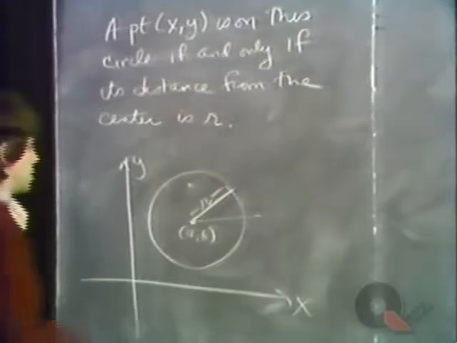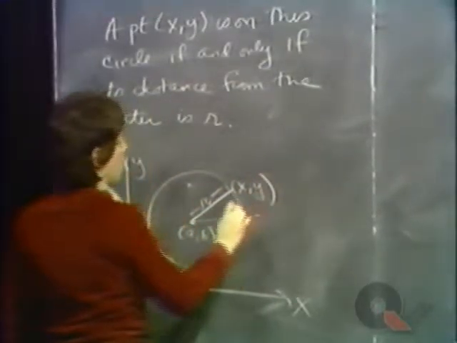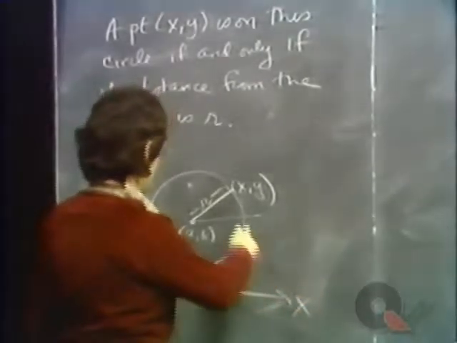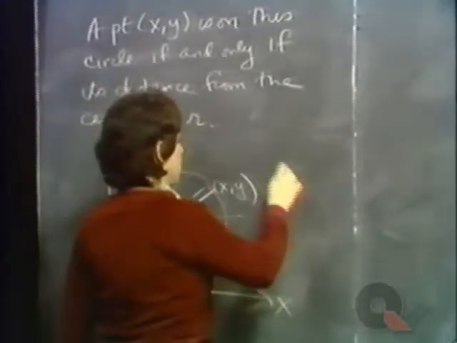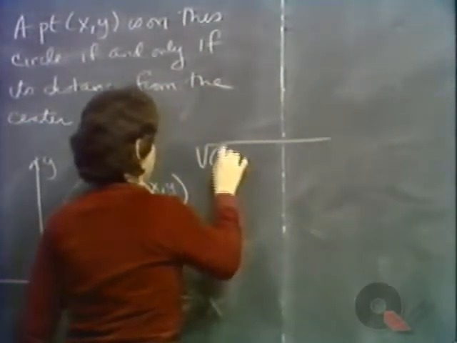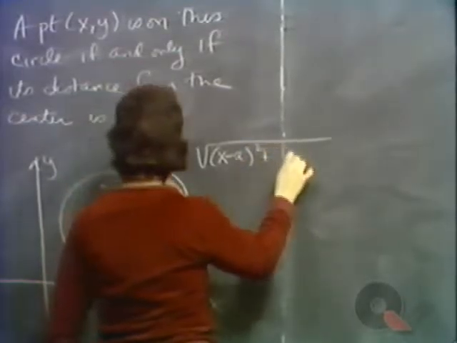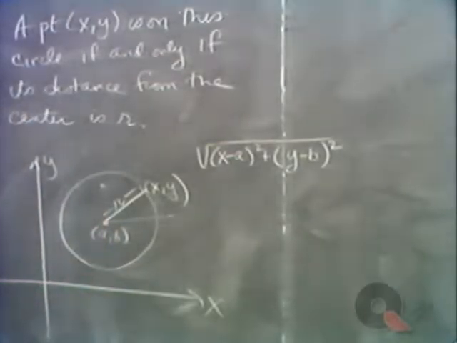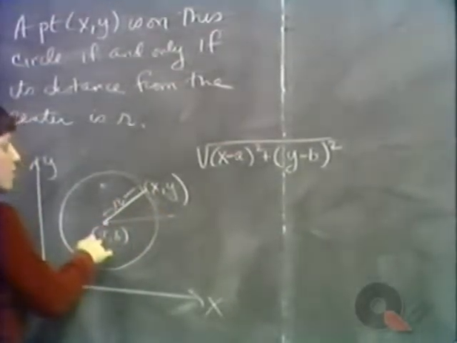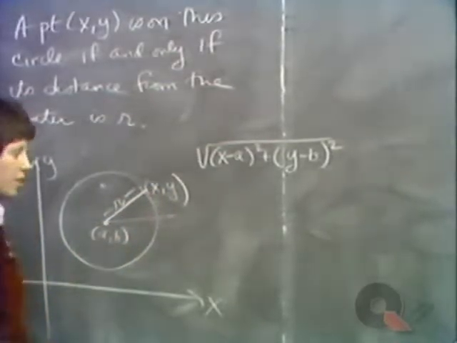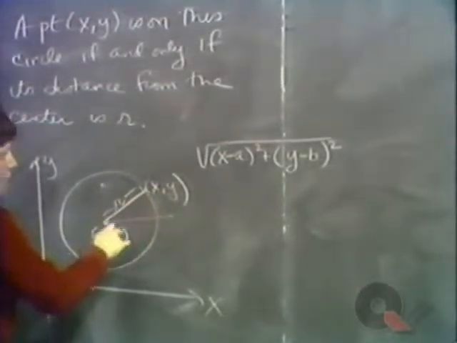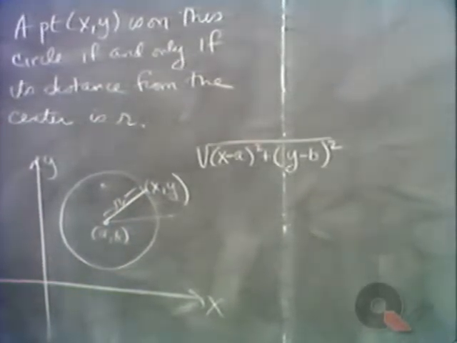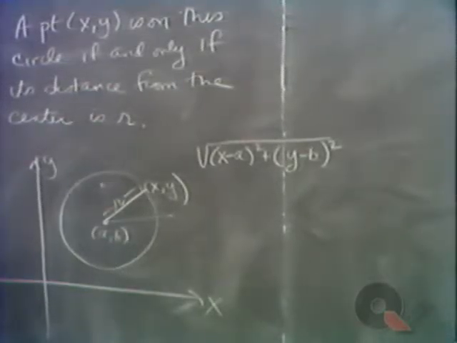Okay, let's say we have a typical point x, comma y. We're saying its distance from the center must be equal to the radius. Okay? The distance of this point from the center would be the square root of x minus a squared plus y minus b squared. That's the distance between this point and the center using the distance formula. The square root of x2 minus x1 squared plus y2 minus y1 squared. Square root of x minus a squared plus y minus b squared. That is the distance between the point x, y, and the center.